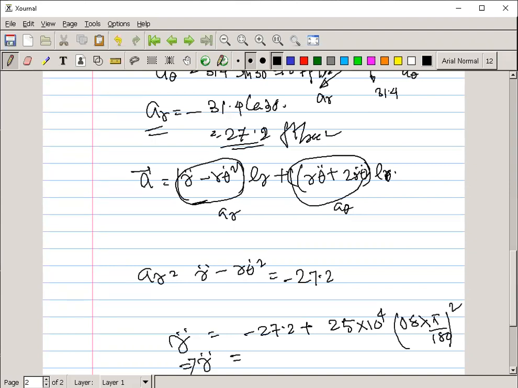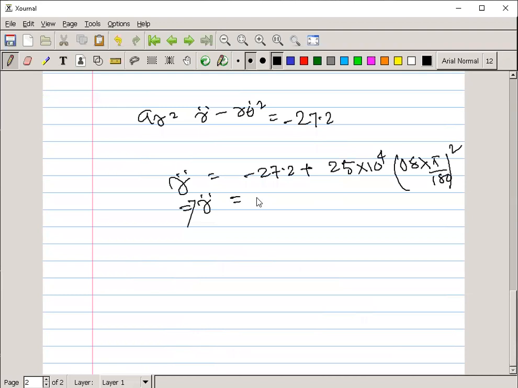So it will give us 0.8 into pi divided by 180 square of that into 25 into 10 to the power 4 plus 27.2. So r double dot is 21.538 feet per second square.